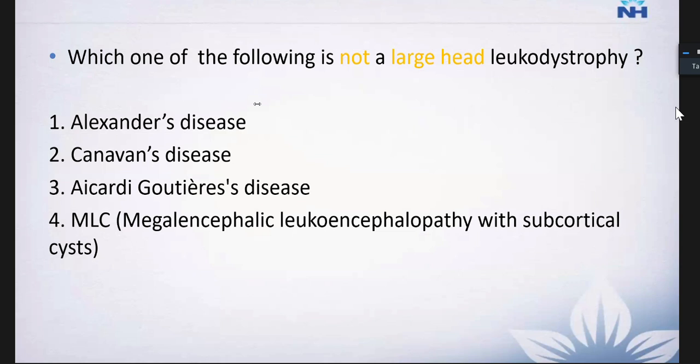But when the peak persists at the 144 TE also, then it's usually the glycine peak, because at 144 the myoinositol peak will be suppressed. If it were a case of NKH, which is non-ketotic hyperglycinemia, then you will see that the peak will persist at 144 also. So in that way, we can differentiate between the myoinositol versus the glycine peak.